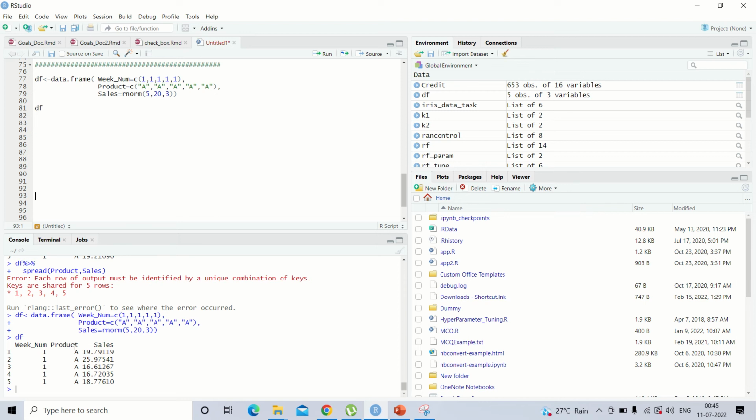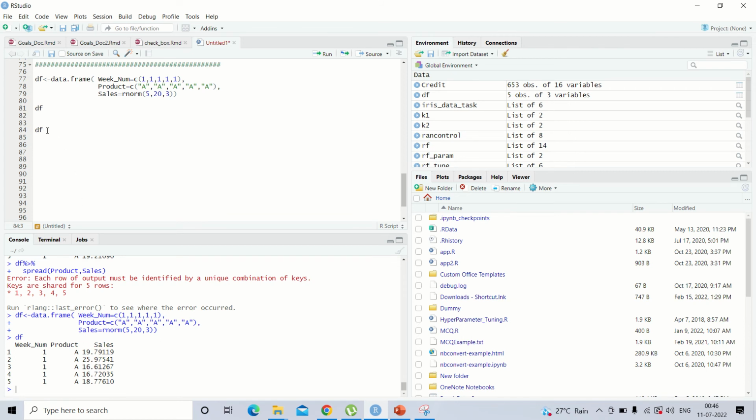And if you look at this, what it would eventually mean is, for a given week across different days, we are recording the sales. However, the day information is not available here. Now let's say if I want to spread product information across weeks, then how exactly do we need to achieve that?